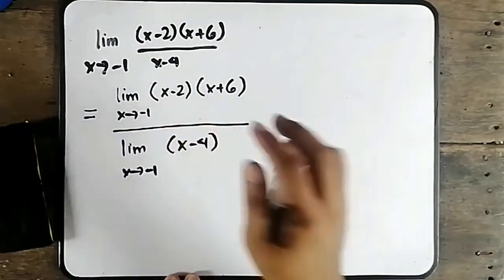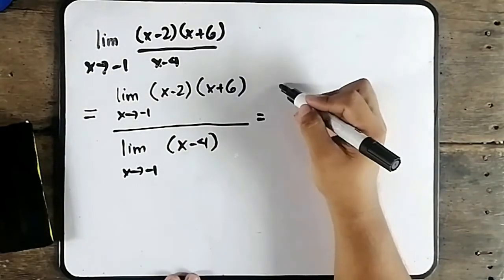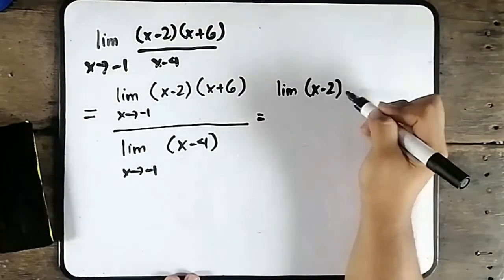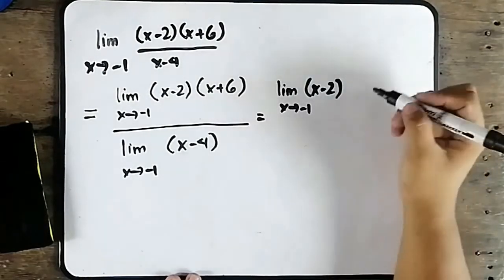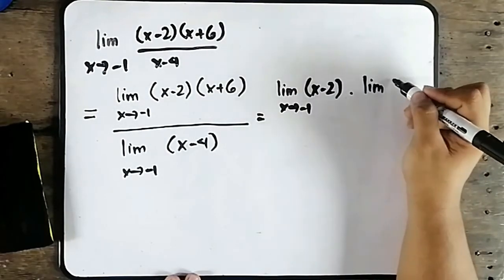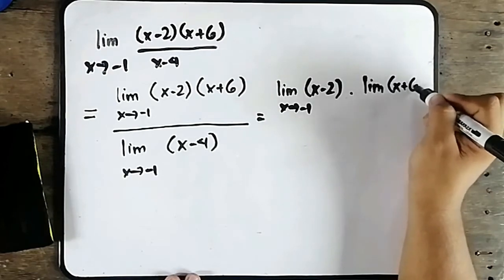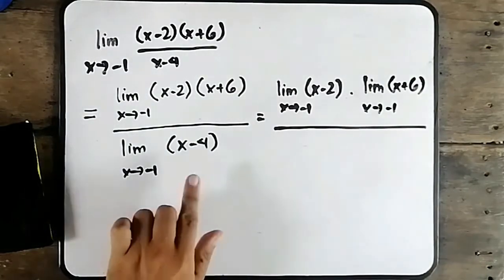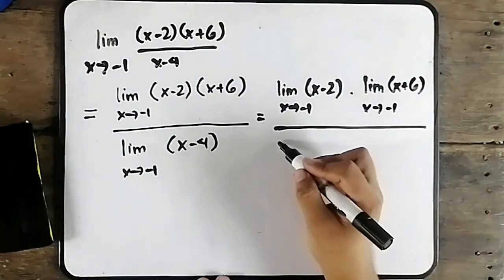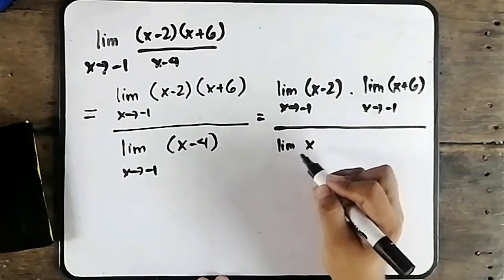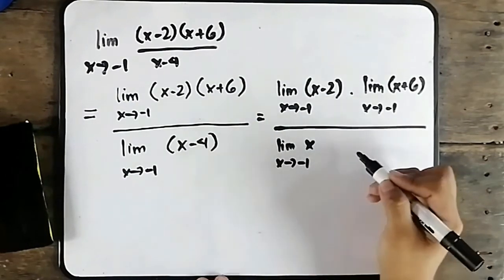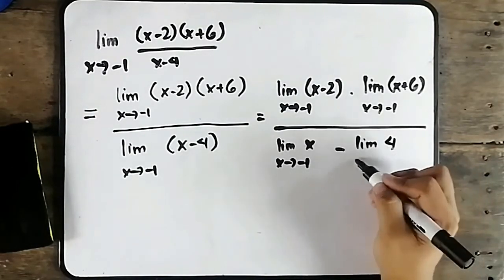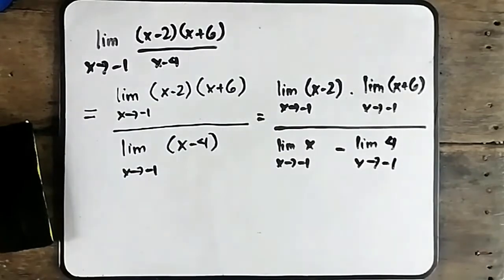So since we have a product here, pwede natin siyang paghiwalayin. That is the limit of x minus 2 as x approaches negative 1 times the limit of x plus 6 as x approaches negative 1 all over, eto meron tayong difference, so we can have the limit of x as x approaches negative 1 minus the limit of 4 as x approaches negative 1.